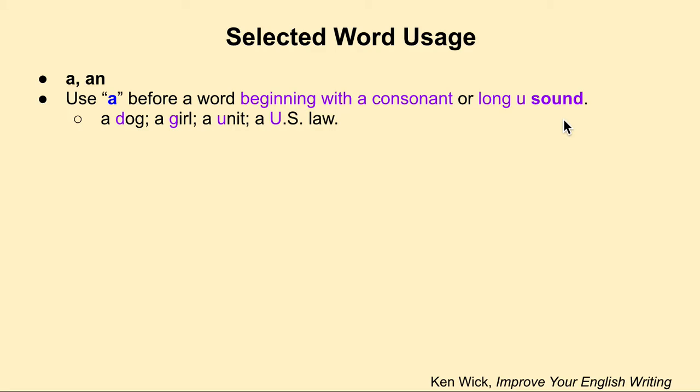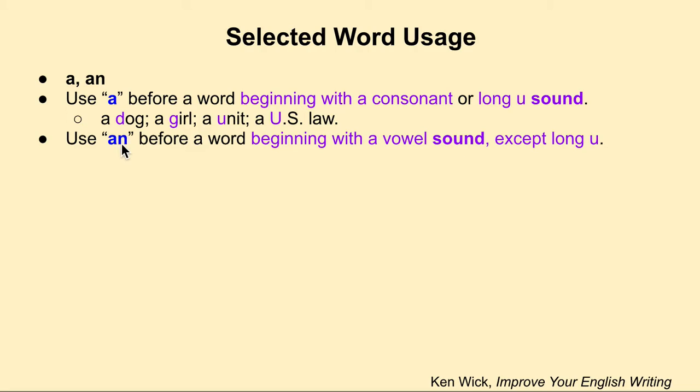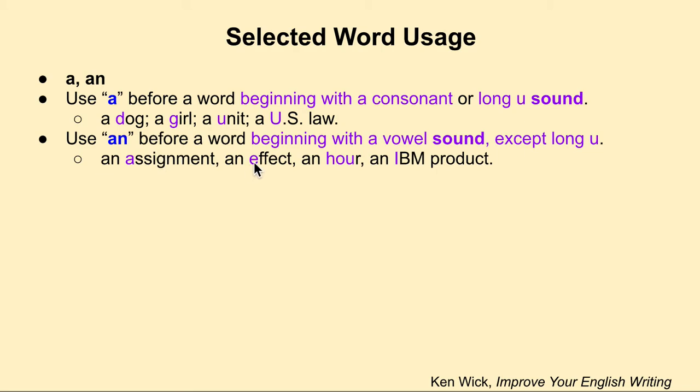law. And you use the word an before a word beginning with a vowel sound, which is where most people will just generally say what the rule is, but it's actually except long U. So it's an assignment, an effect, an hour. So this H is actually silent here. So it's like OUR, an hour, and an IBM product. So that's the difference between using a and an. A is before a word beginning with a consonant or a long U, and an is before a word beginning with a vowel sound except long U.